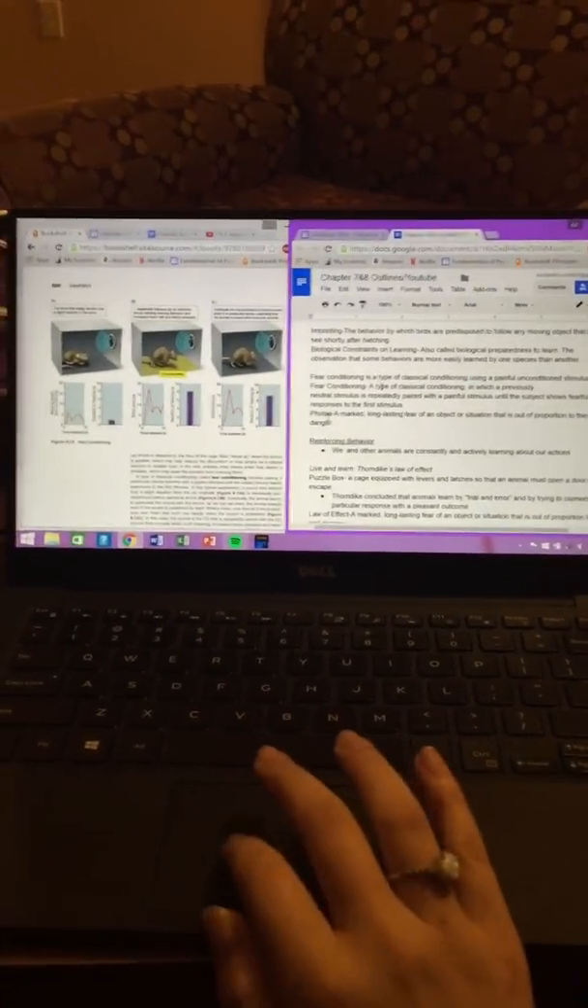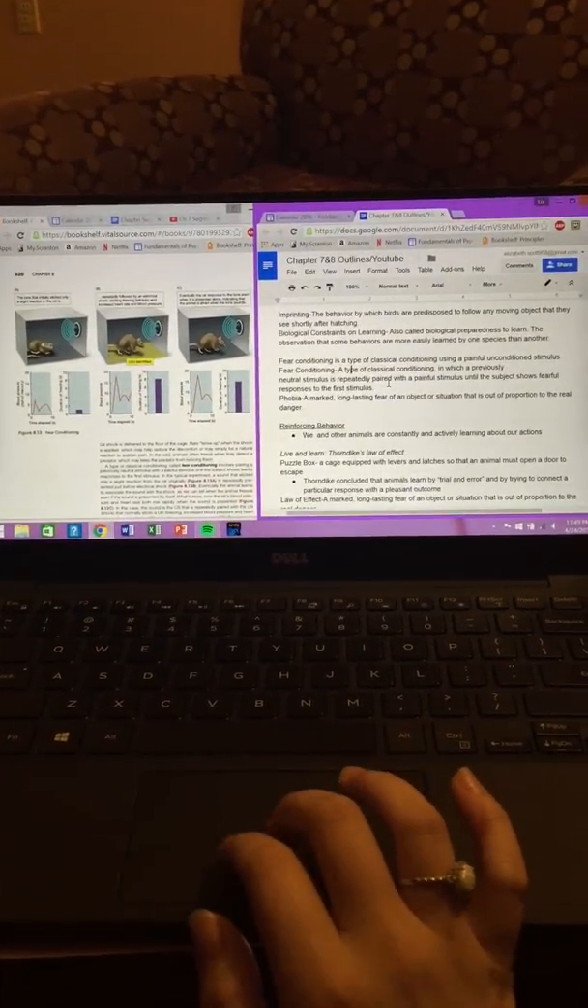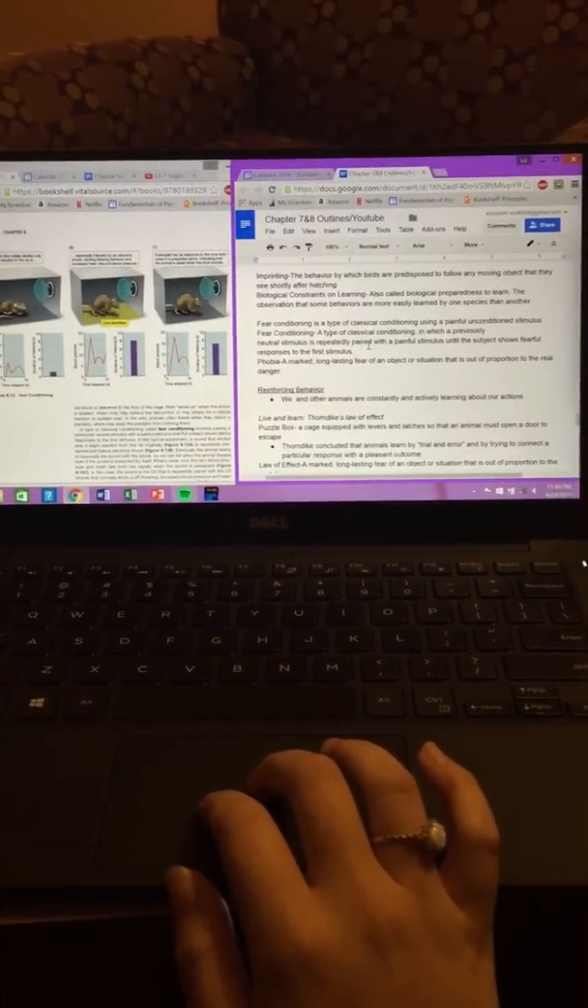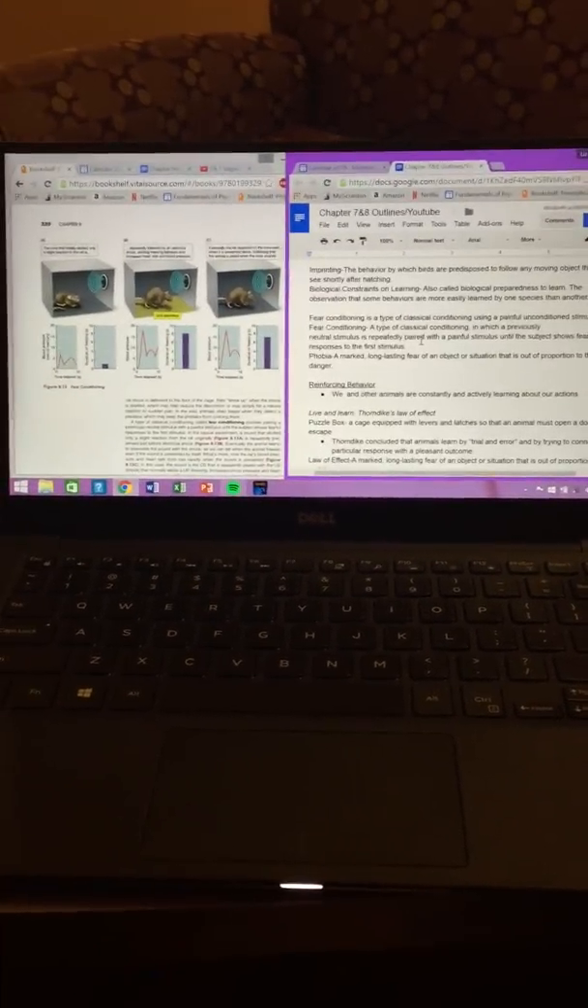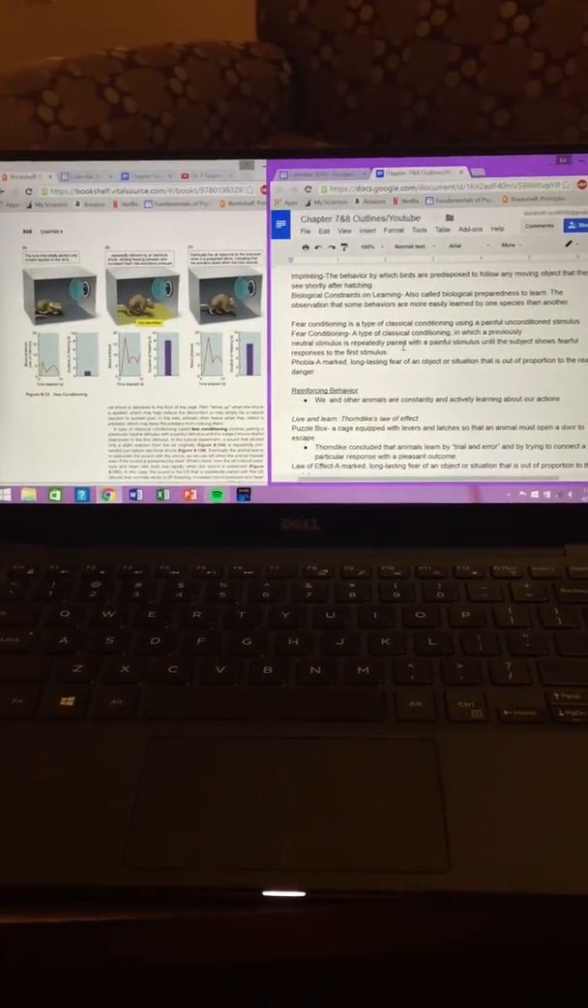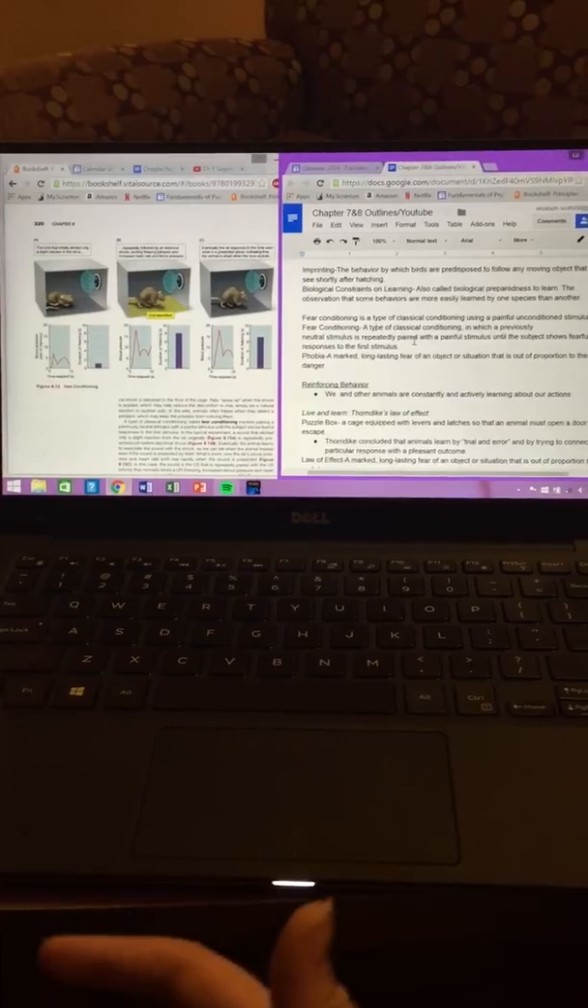Hey guys, we're going to be discussing the chapter on learning, which is chapter 8. We're going to begin by discussing what imprinting is again, which we have discussed in the past, which is a behavior in which birds are predisposed to follow any moving object they first see.